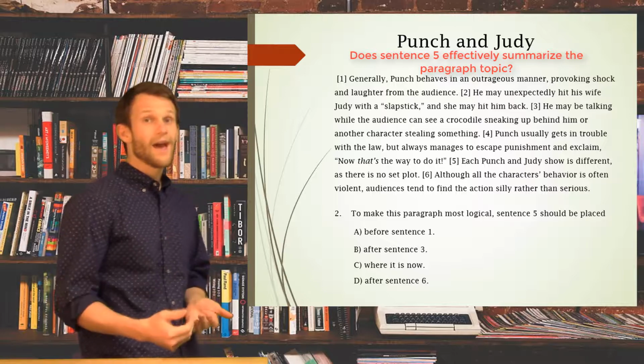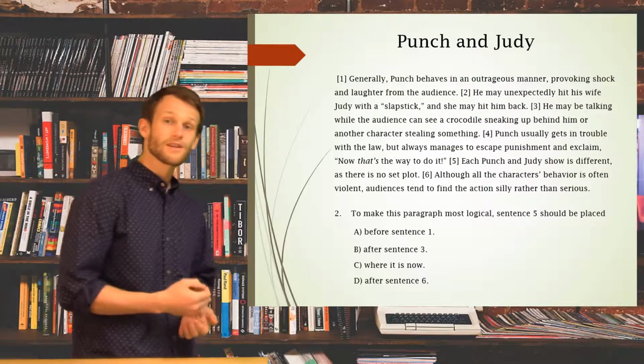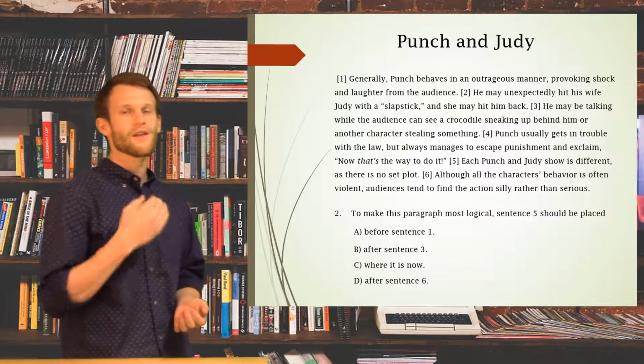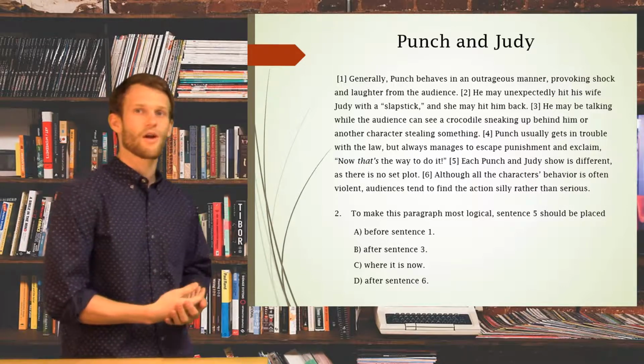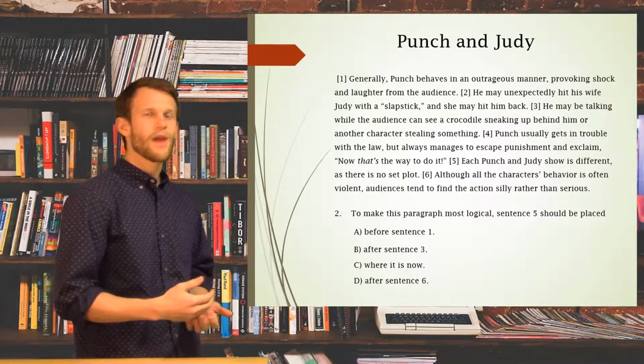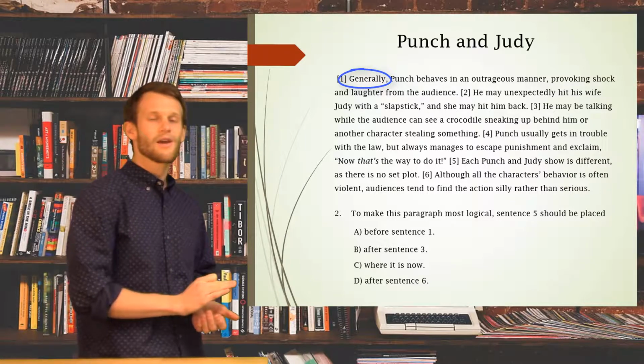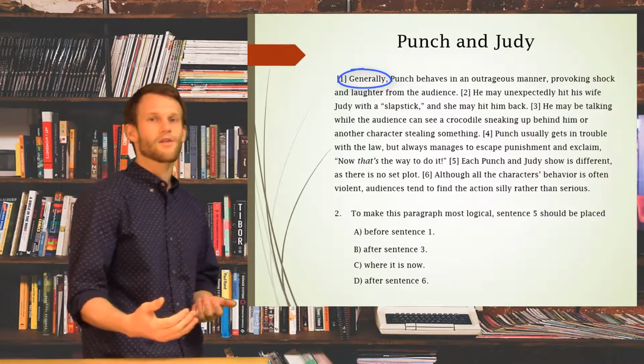So when we go back to sentence 1, let's see if this is a good intro, and we actually have a pretty good sign here. We see that sentence 1, or what's currently sentence 1, says generally, Punch behaves in an outrageous manner. Now this is interesting because this paragraph right now begins with generally, meaning that in general something happens.